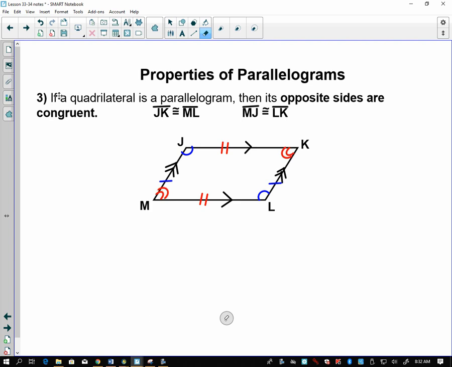All right, if a quadrilateral is a parallelogram, then its opposite sides are congruent. Congruent means they're equal to each other. So JM is equal to KL. Once I know that I've got a four-sided figure that is a parallelogram, the opposite sides are congruent. So if they told me that JM was 9, what would I know about KL? It's 9. If they told me that JK was 10, what would I know about ML? It's 10. So that's rule number 3.